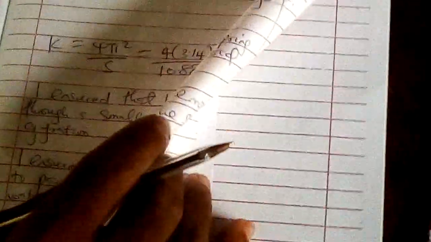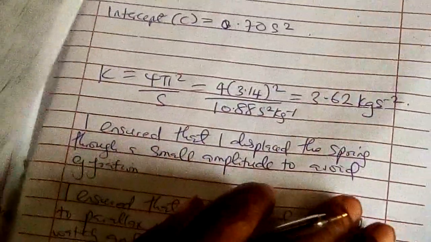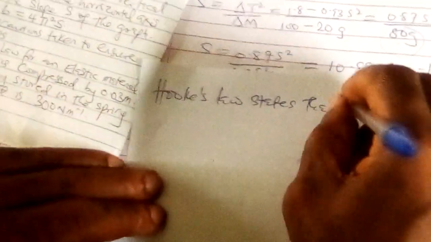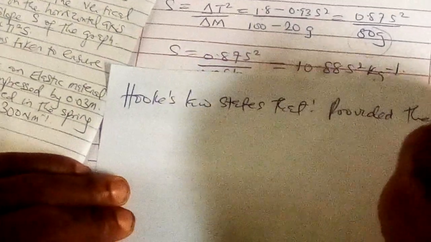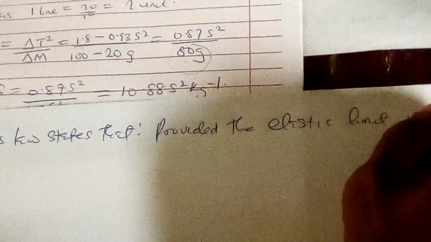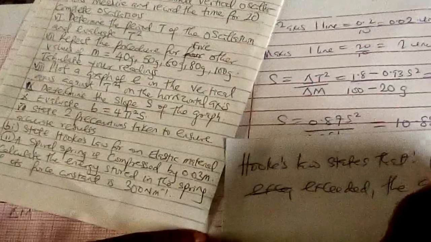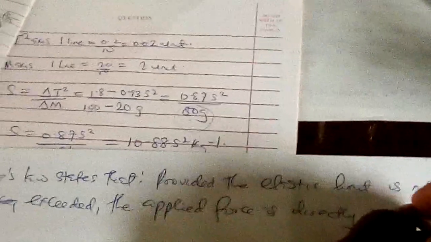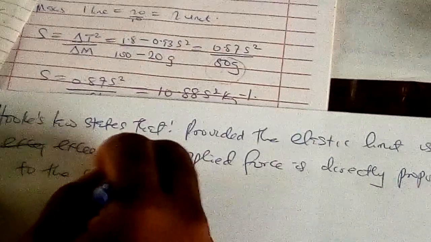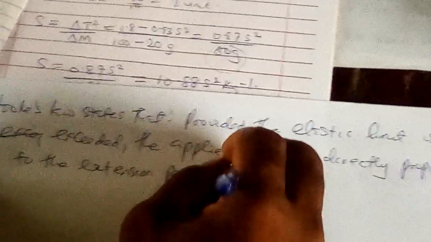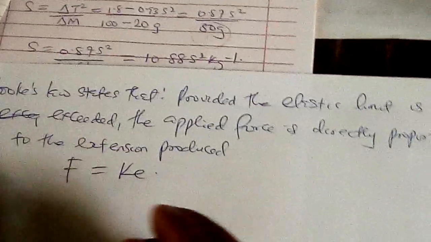Then I have a question here which we can look at that says state whose law says that, provided the elastic limit is not exceeded, the applied force is directly proportional to the extension produced. That is Hooke's law. F equal to ke.